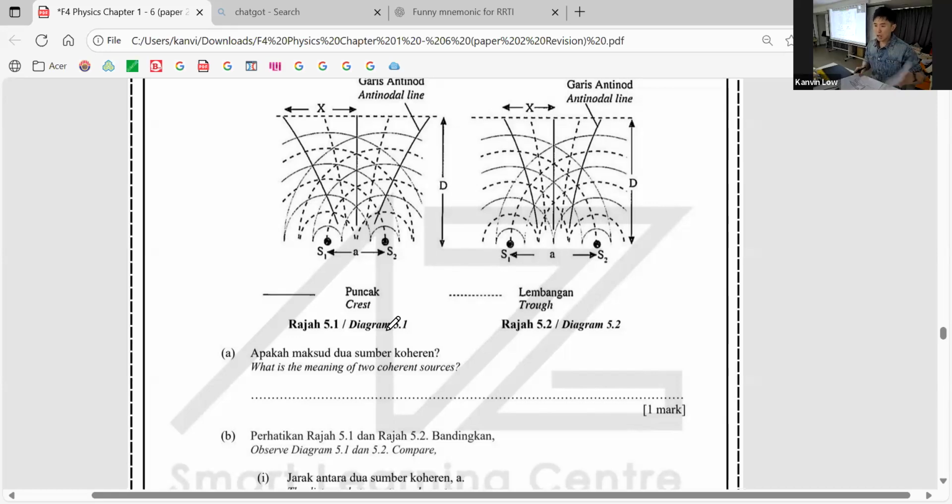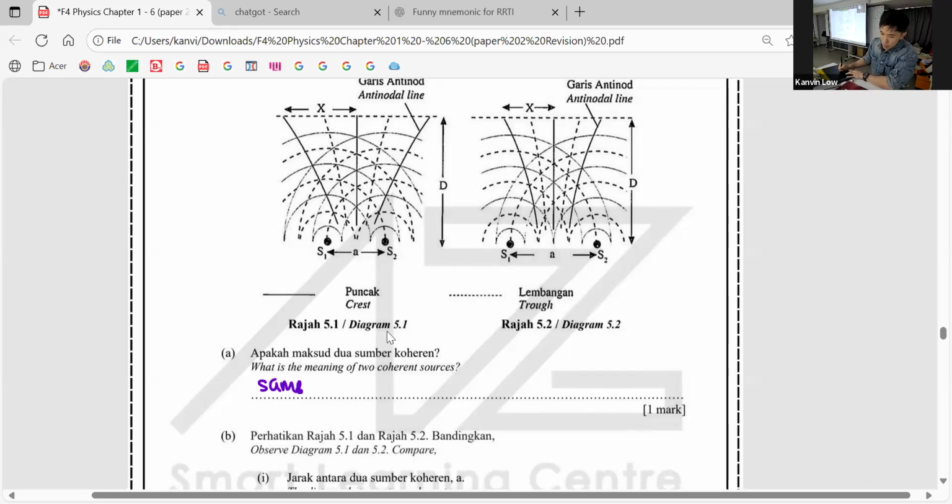By the way, students, the chapter 6 topics that they listed out are actually also in my questions here. I think the question will be similar. I wouldn't say exactly the same, but it might be similar. Okay, so example, students, what is the meaning of two coherent sources?